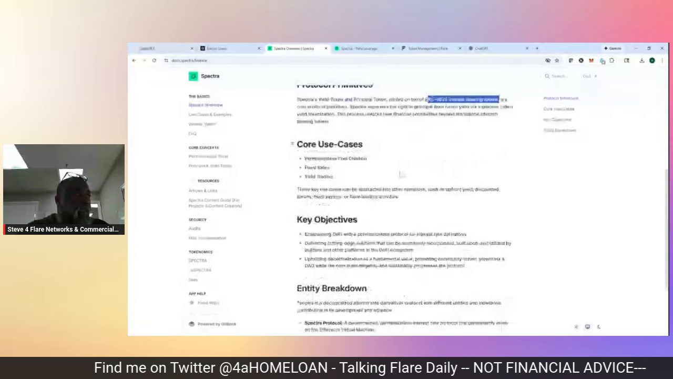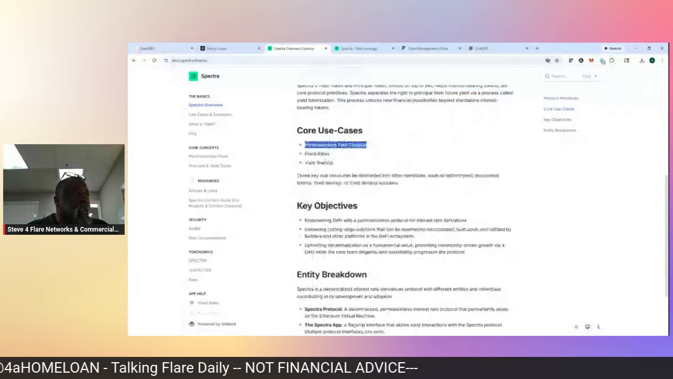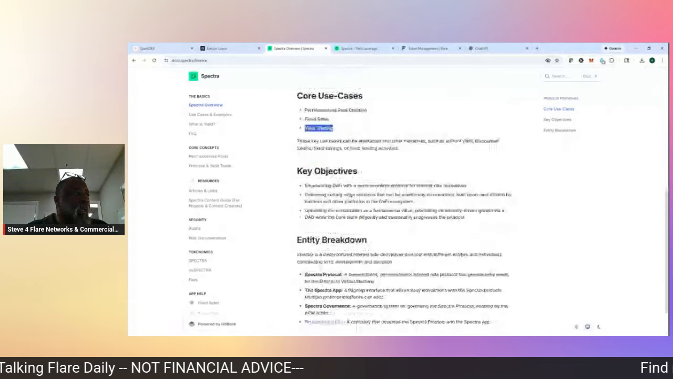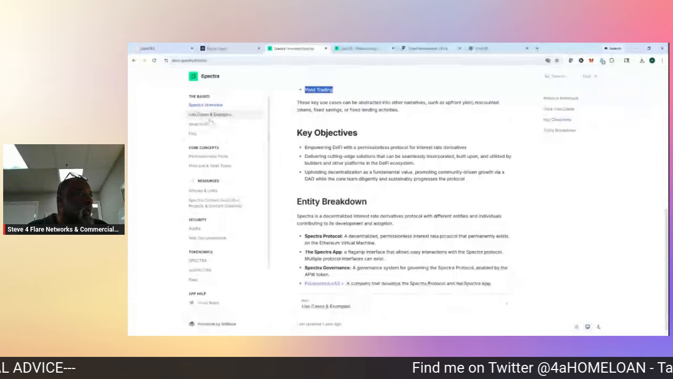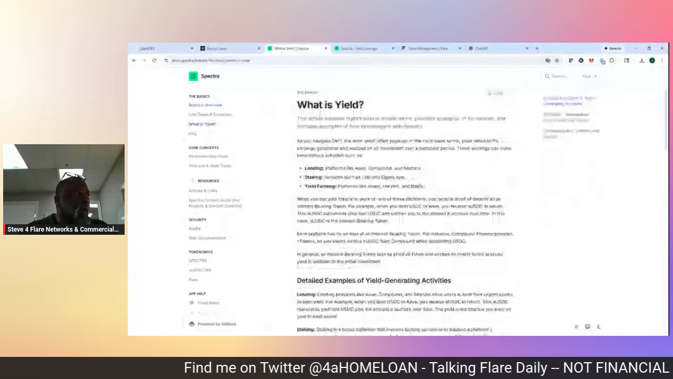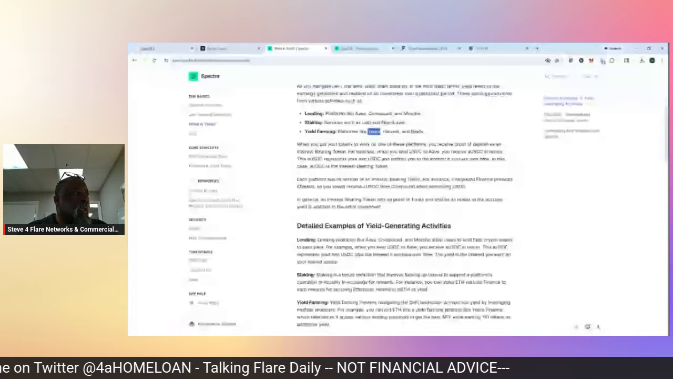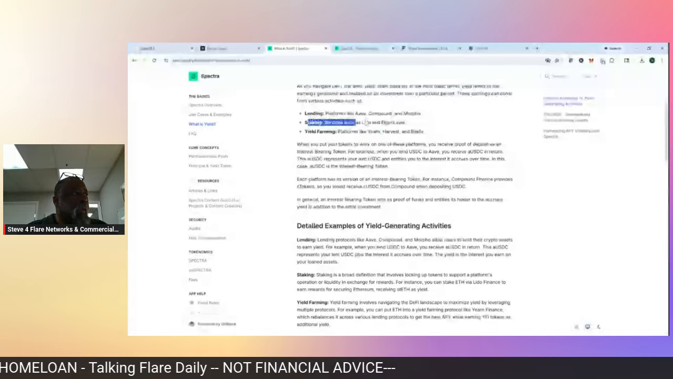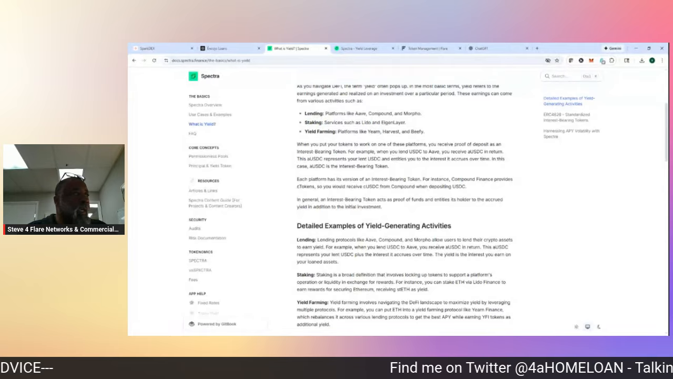So here are some use cases for that. There's pool creations, LPs, there's fixed rates, and then there's yield trading. And if you look here in these documents, it will go through it a little more for you. But let's just jump down real quickly to where it says what is yield. There's yield off of lending, staking, and then yield farming. Platforms like Yearn Finance. We're doing staking right now, something like Lido or Firelight, right? And then, of course, we've got lending platforms like Kinetic on Flare.